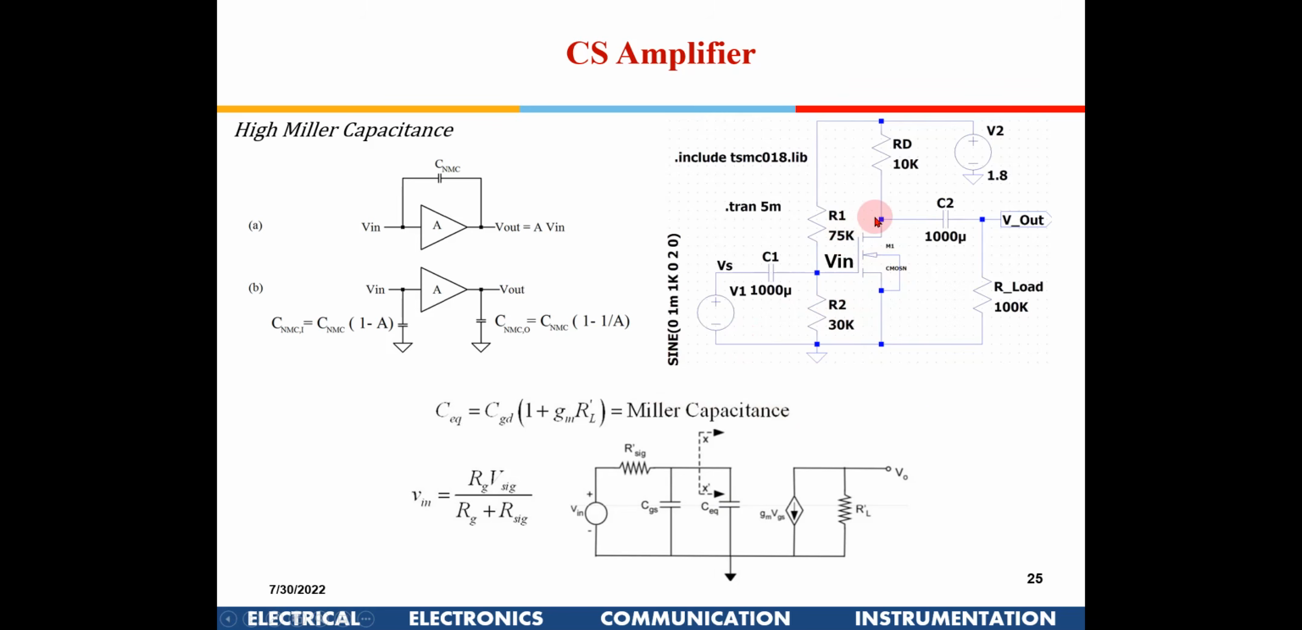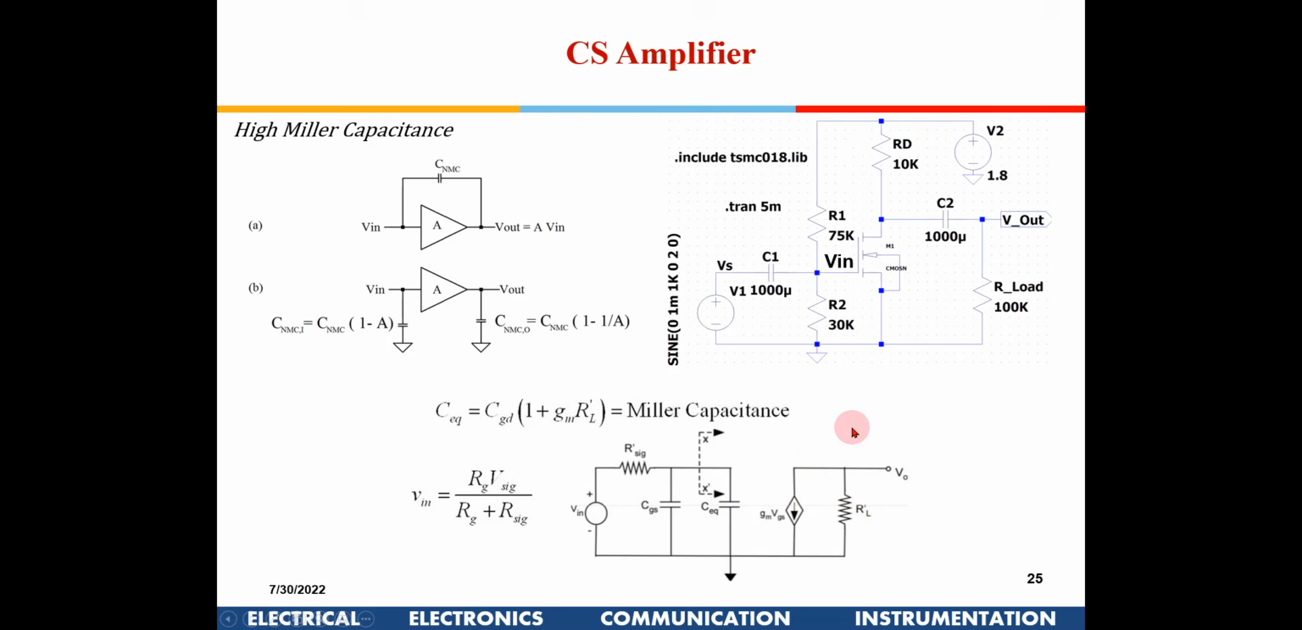Basically, you have the gate to drain capacitance, and since the signal is getting amplified from here to here, it becomes a C equivalent which is approximately multiplied by the gain. So you have a huge capacitance here, which puts restrictions on its high frequency application. Is it okay with all of you?